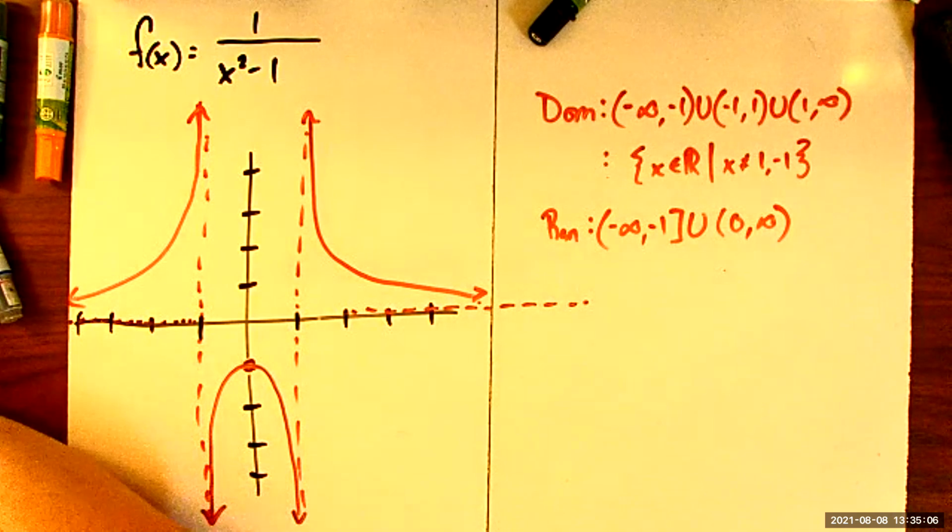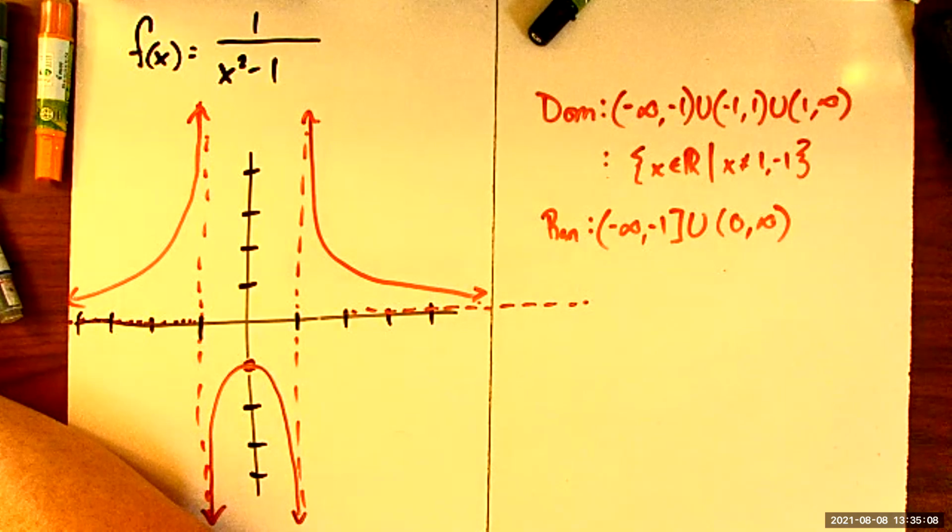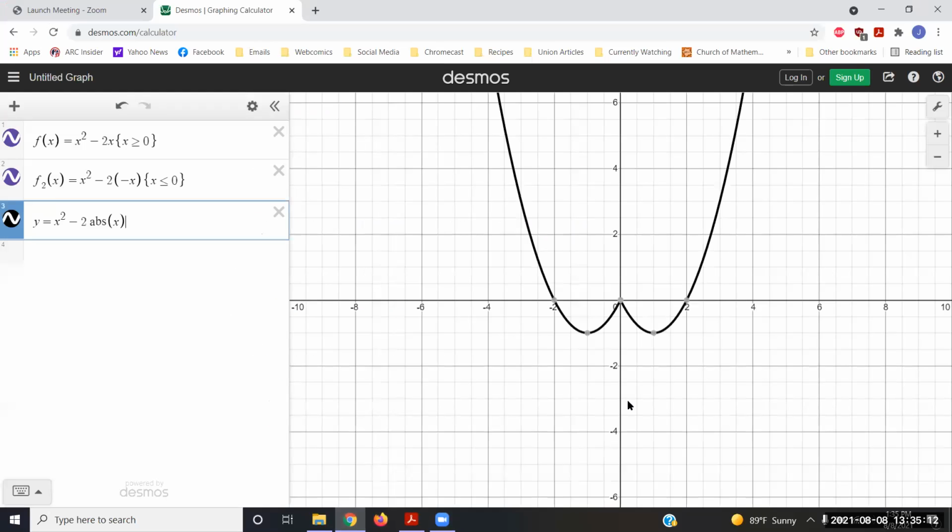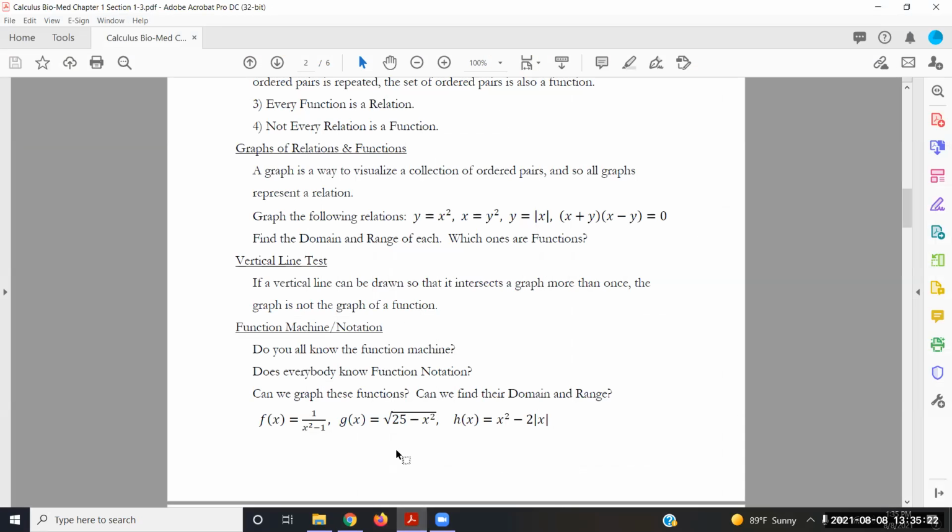For the other one that we have, the one that we did on Desmos, our domain is all real numbers. And the range is going to be everything from -1 up to infinity. And so there's our standard domain and range stuff.